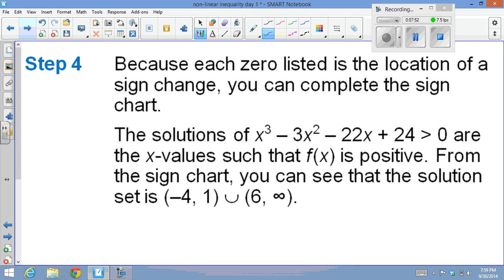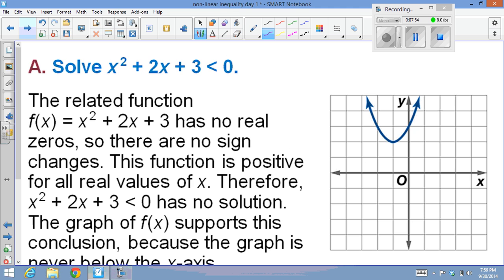So then what happens if I don't have something that touches the graph? So say, for instance, I get this polynomial here, and I have x squared plus 2x plus 3. I go to solve it, and I realize, oh geez, it doesn't factor. So then I have to solve it using the quadratic formula. When I solve it using the quadratic formula, I realize, oh, it doesn't have any real roots. Since it doesn't have any real roots, that means it never touches the x-axis.